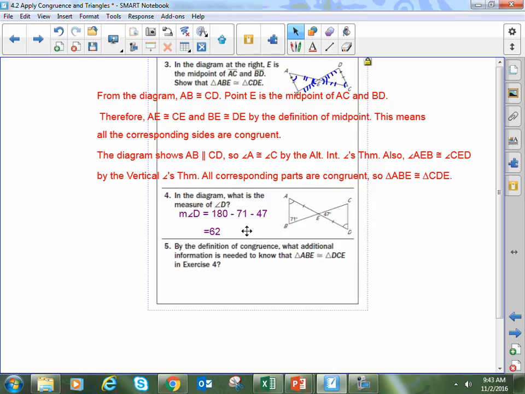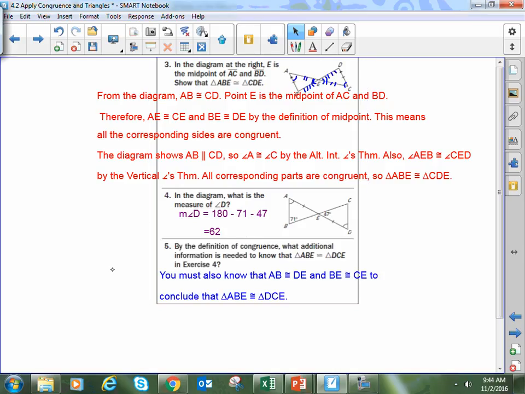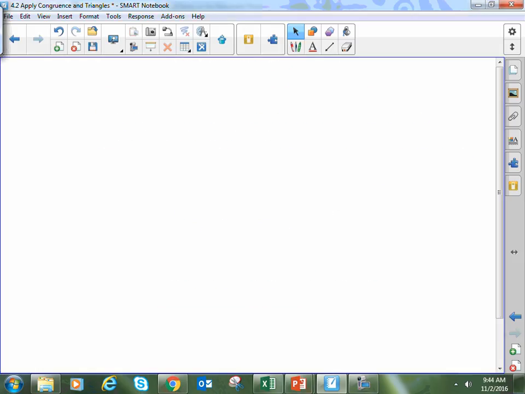And the last one, by the definition of congruence, what additional information would I have to know for the triangles to be congruent? Well, I also have to know that the remaining sides are the same. So that's what we would have to show, that those are congruent to each other, to show all the sides and all the angles are the same.